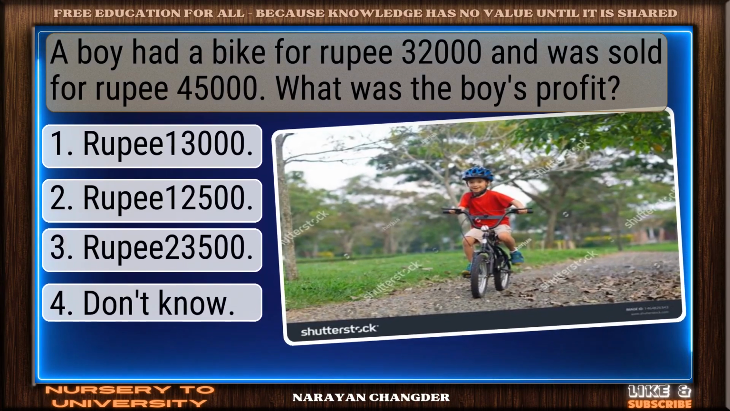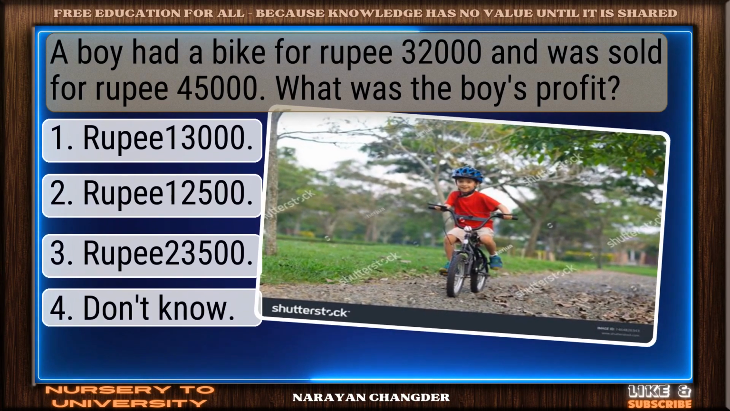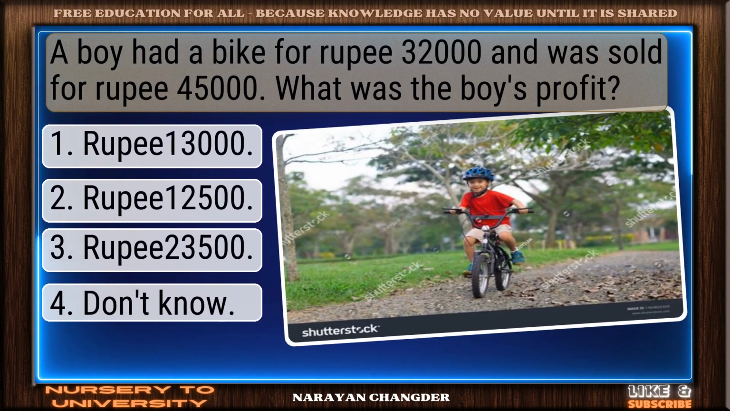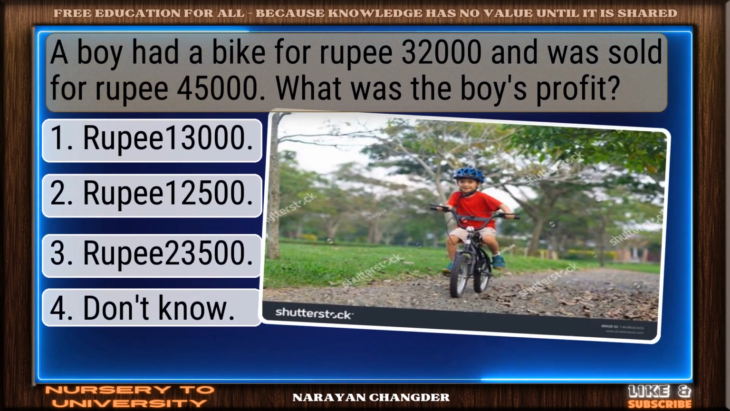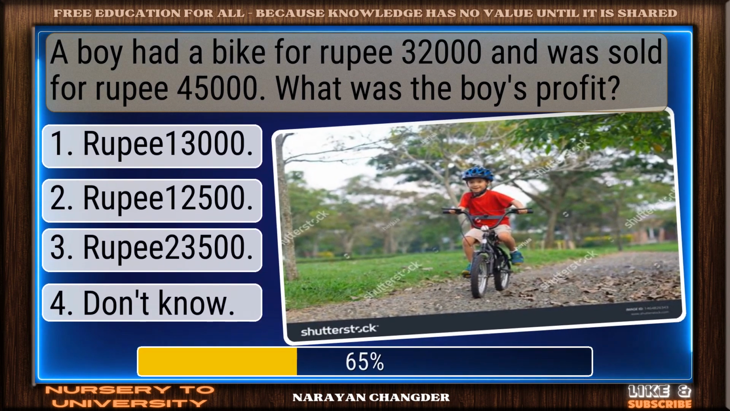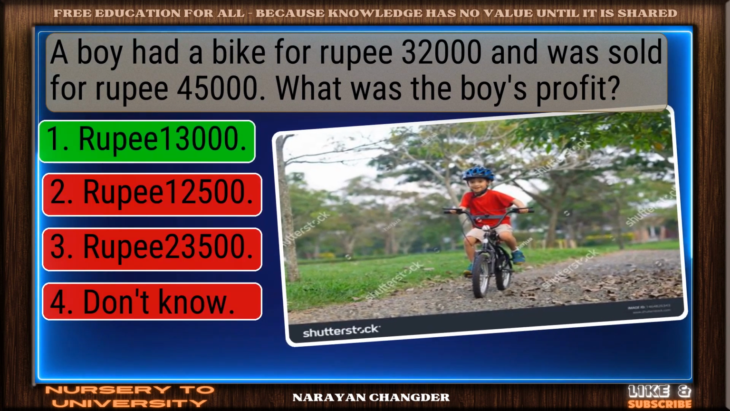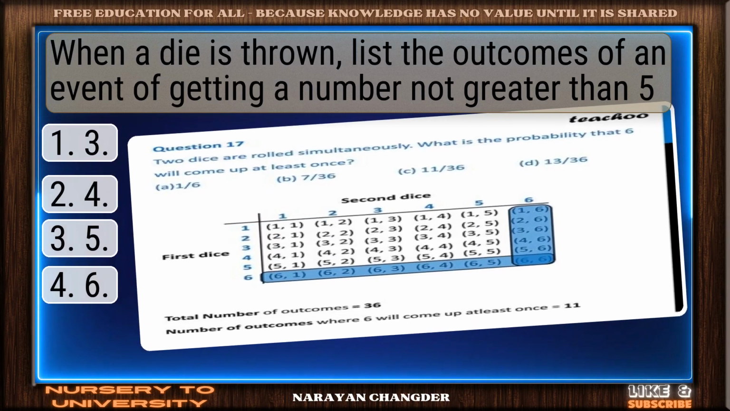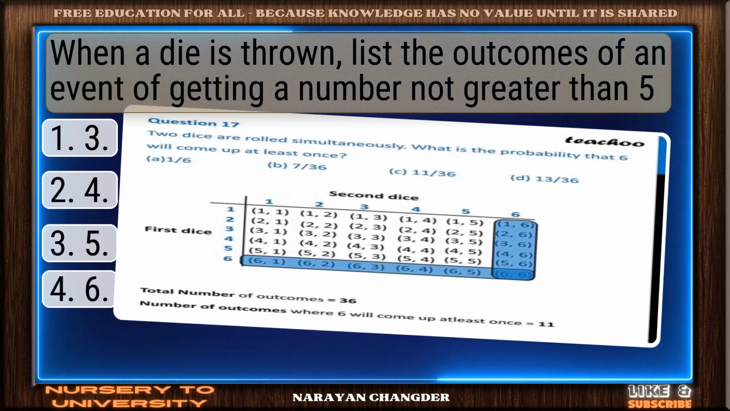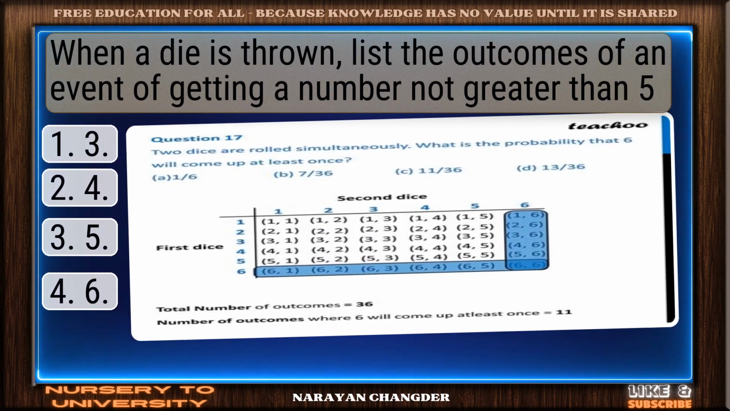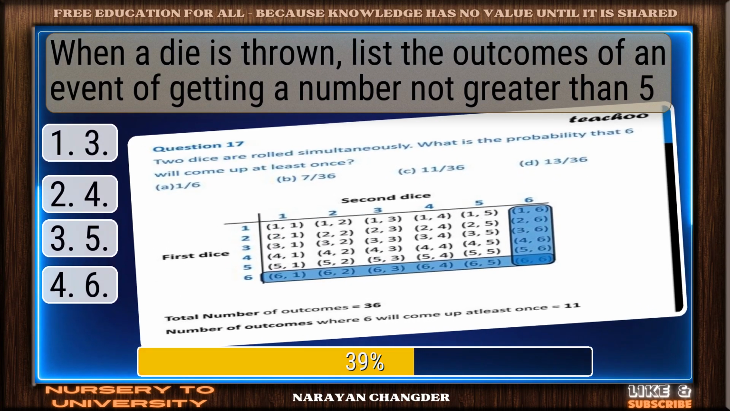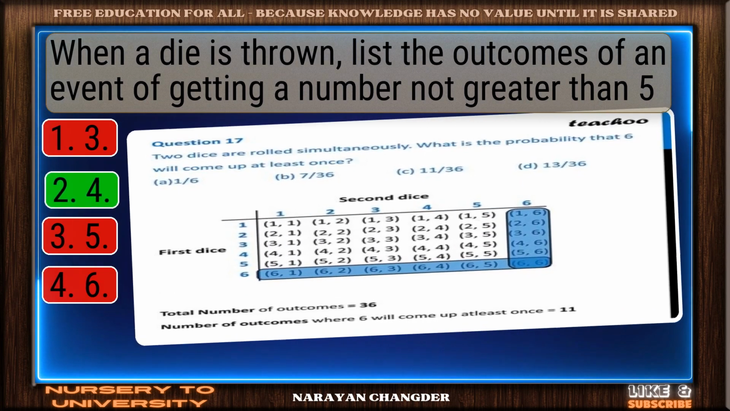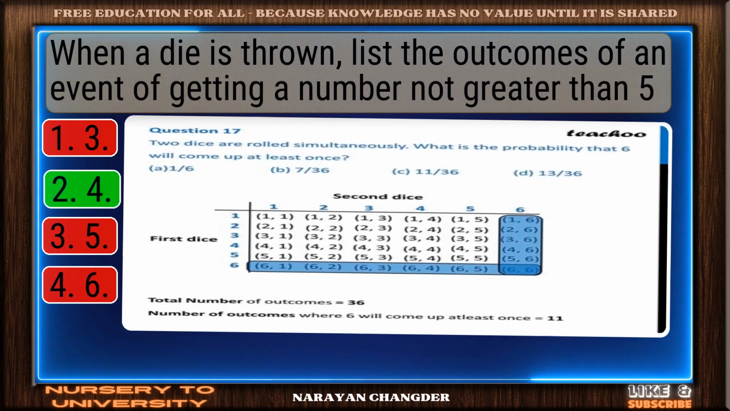Question number 20. A boy had a bike for rupee 32,000 and was sold for rupee 45,000. What was the boy's profit? Well done. Rupee 3,000 is the right choice. Question number 21. When a die is thrown, list the outcomes of an event of getting a number not greater than 5. Right choice. 4 is the best answer.